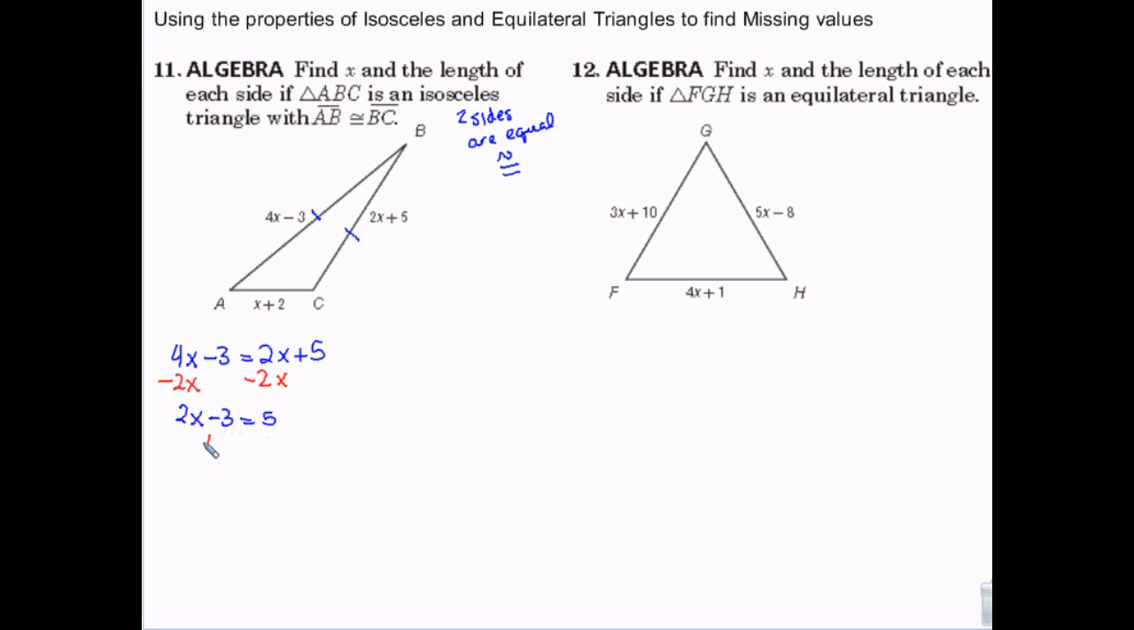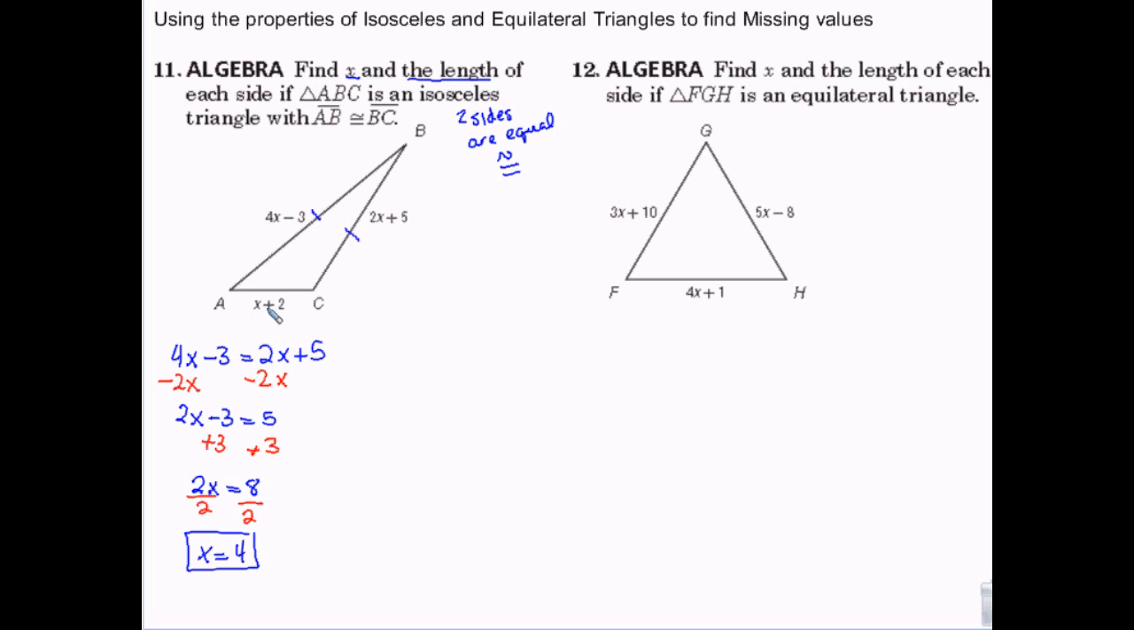We'll add 3 to both sides. You know, always the opposite of what's there. And you get 2x equals 8. And I divide by 2. And that tells me that x equals 4. So I found x, and we need to find the length of each side.